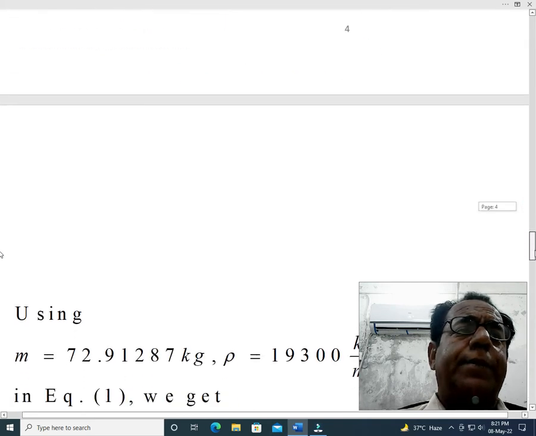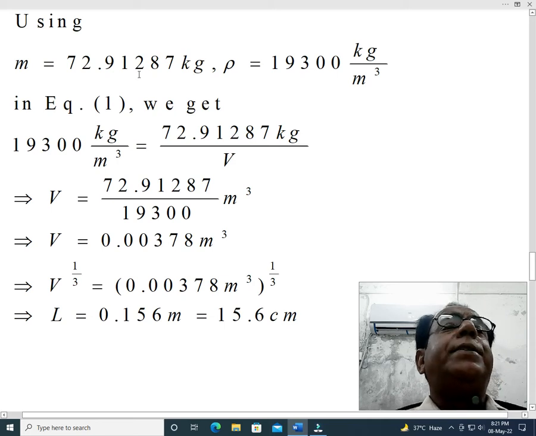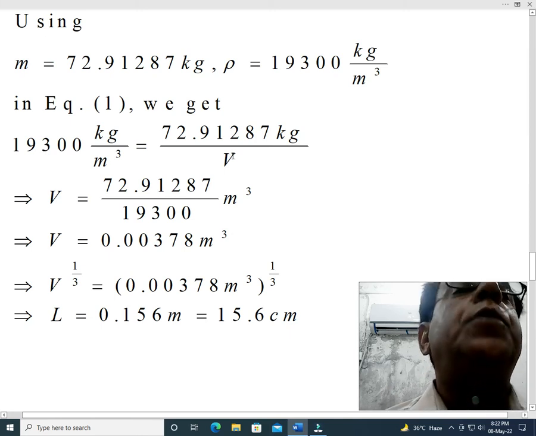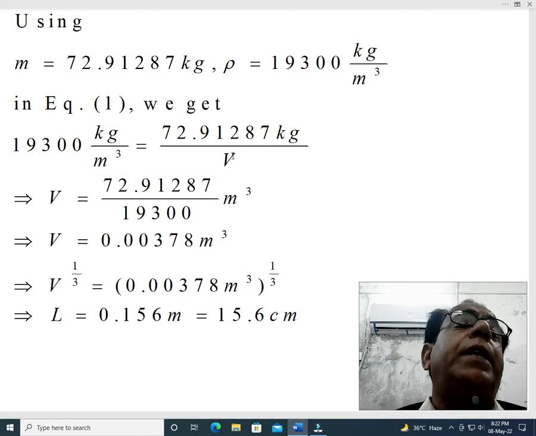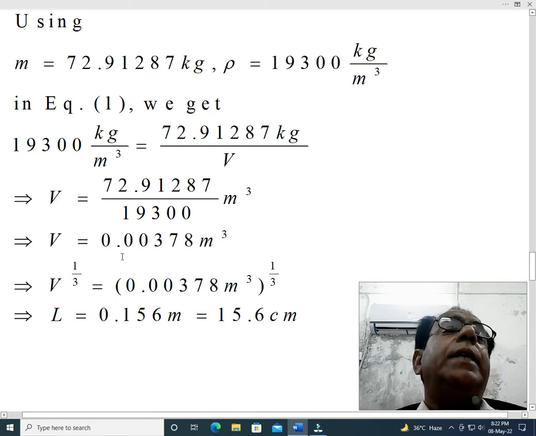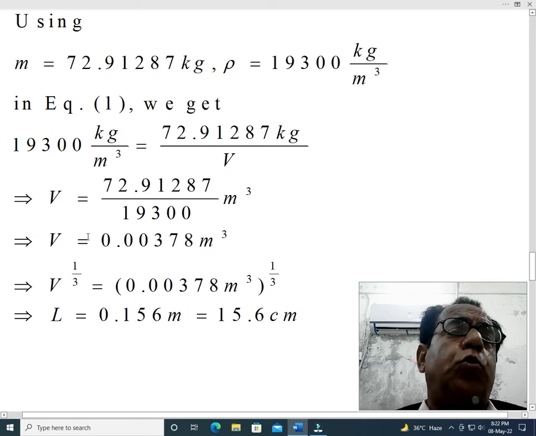Now we move to next step. Using mass equal to this kg, rho equal to 19,300 kilogram per meter cube, that is a density of gold. Rho is equal to this in equation number 1 we get. In place of rho we have used this value, in place of m we have used this value, while in place of v we have not used any value because we have to find out volume v. In the next step we have kept volume on one side and all other terms on other side. This implies that volume has become equal to so.